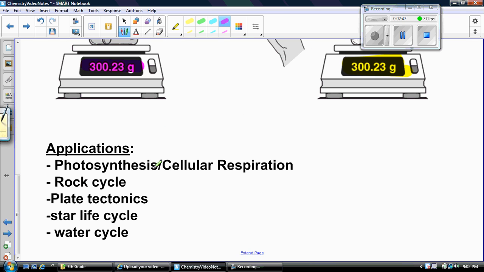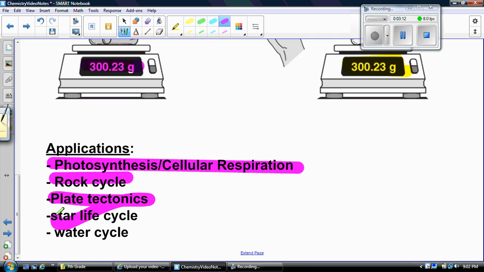Okay, so let's kind of review. How else in other content areas of science does this theory apply? Remember in 7th grade, we talked a lot about photosynthesis and cellular respiration. Photosynthesis and cellular respiration, you can apply this theory to. The rock cycle, which we covered last in 7th grade as well, supports the theory of conservation of matter. So does plate tectonics. One we haven't covered is a star's life cycle, but that is also one that supports this theory. And the water cycle. These are all different applications of this that can support this theory in the other content areas.